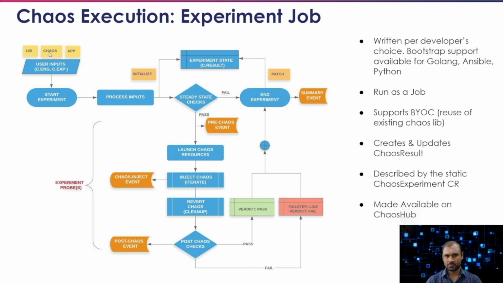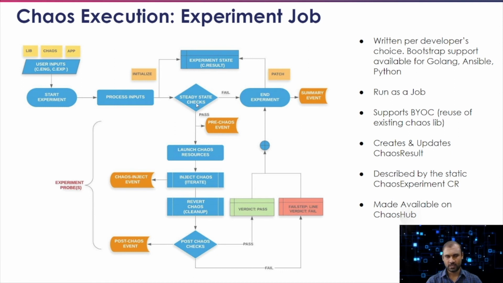The library for chaos, the chaos tunables, such as the chaos targets, the duration, the intervals, etc. The app information is all passed down in the job by the chaos runner. And these are processed, and the experiment result is set initialized. A set of steady state checks are performed on the application and the auxiliary applications which you might have provided. The experiment does these status checks and creates relevant events upon completion of these checks. A pre-chaos event is generated when the steady state check has completed.